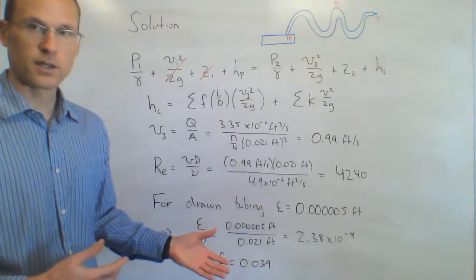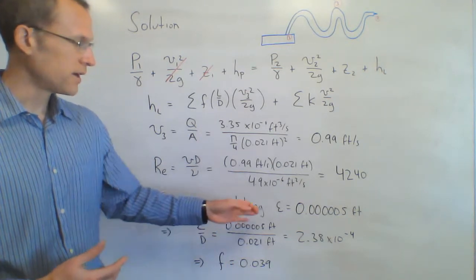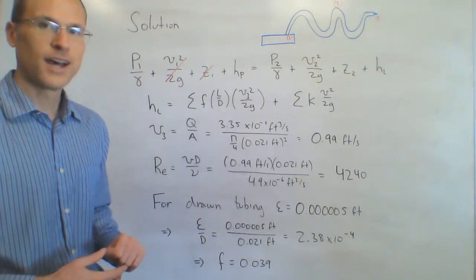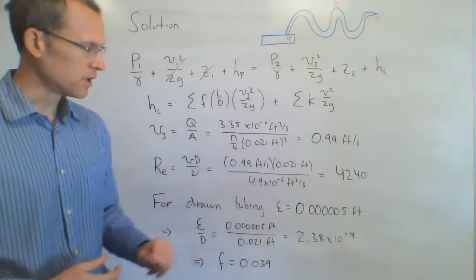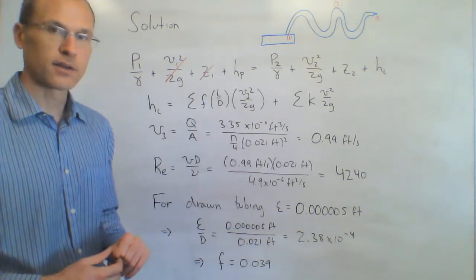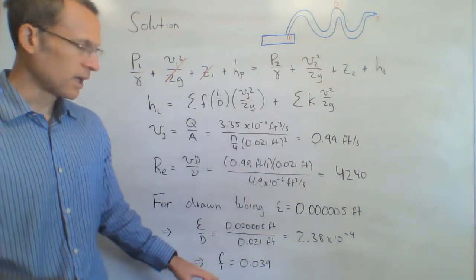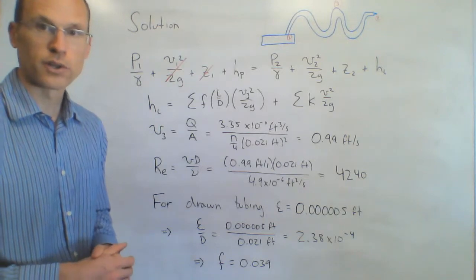To do that, we need the epsilon value. So for drawn tubing, find epsilon to be 0.000005 feet, and then epsilon over D ends up being 2.38 times 10 to the negative 4, and with that value and the value for the Reynolds number, get a friction factor of 0.039, again, either from the Moody chart or one of the two equations.